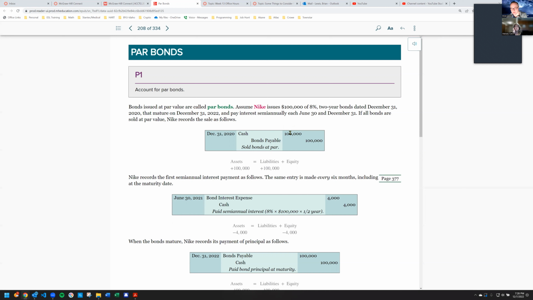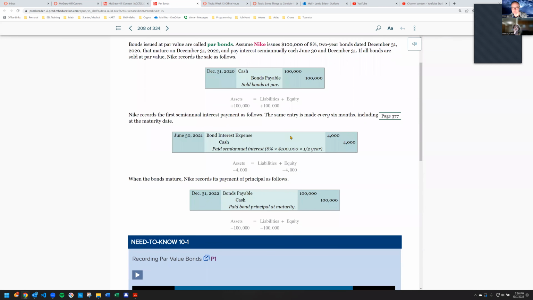It's pretty straightforward. You're setting up the payable and then receiving the cash, or receiving the cash and setting up the payable. I'm not sure why I always look at things a little bit backwards, but I guess I do. And then the first semi-annual payment, so it's 8%, so it should be $8,000 divided by 2, right? So you have your $4,000 as bond interest and then paid out in cash. Sometimes they'll set up a payable and then send it out as cash, but this is a direct method. They're just paying it out and recognizing it at the same time.